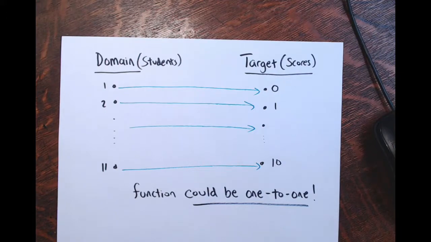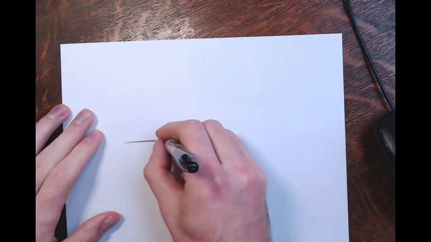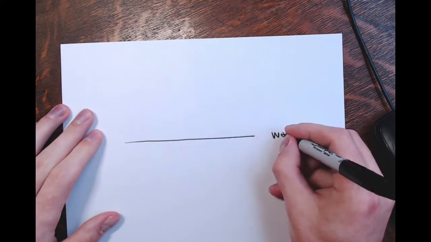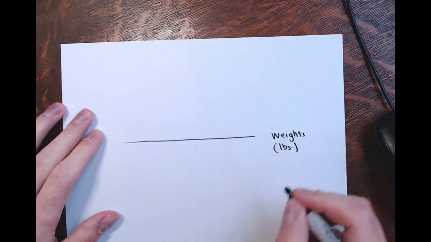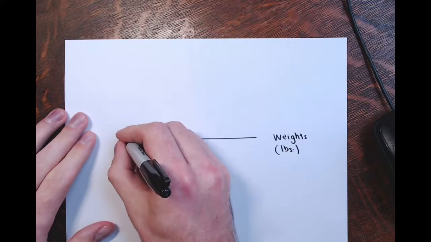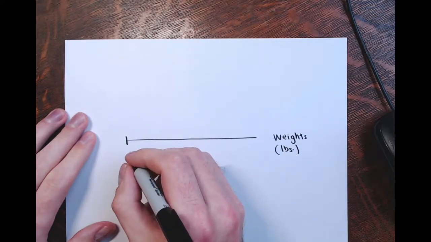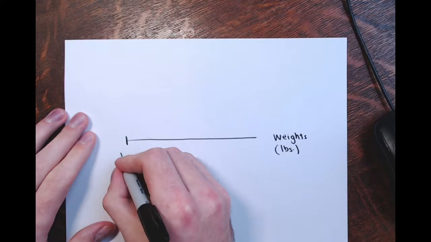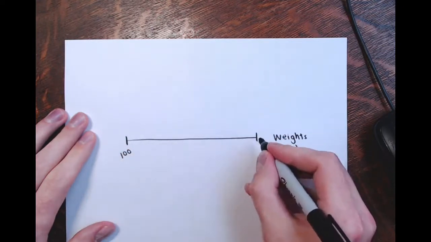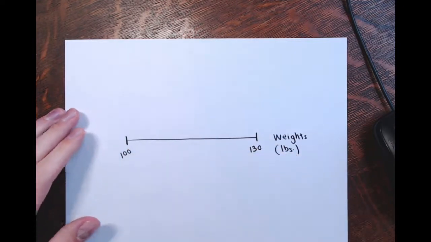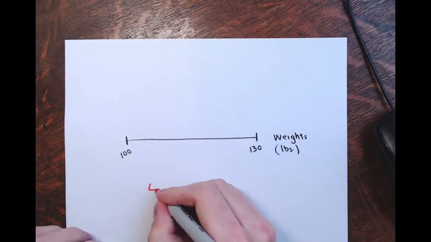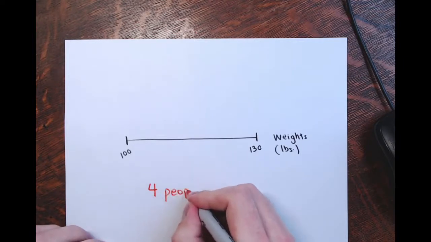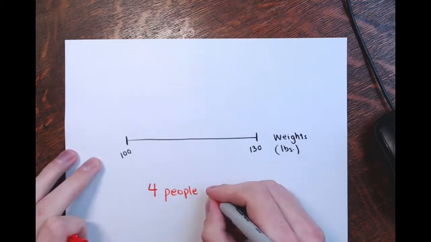So let me draw a little number line. And imagine these are weights of people in pounds, in lbs. Right? And they said that these 4 people weigh anywhere from 100 pounds to 130 pounds. All right, and we have 4 people, which I'll mark off with orange dots. We have 4 people.